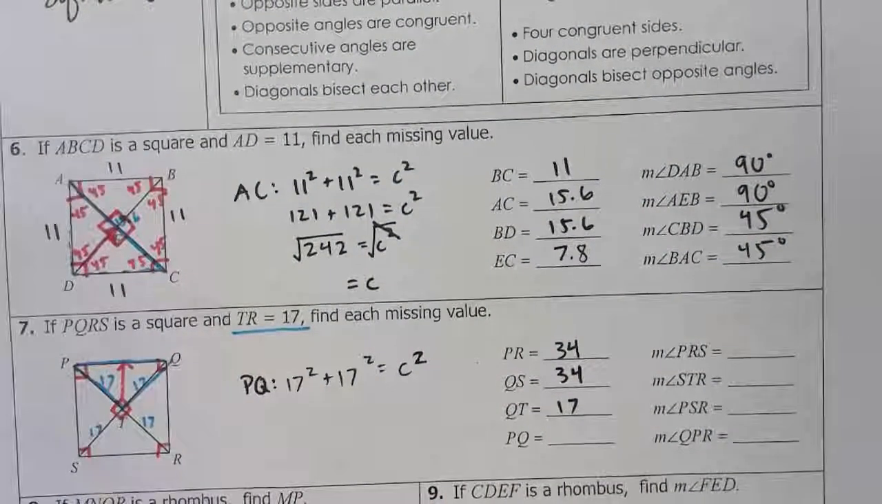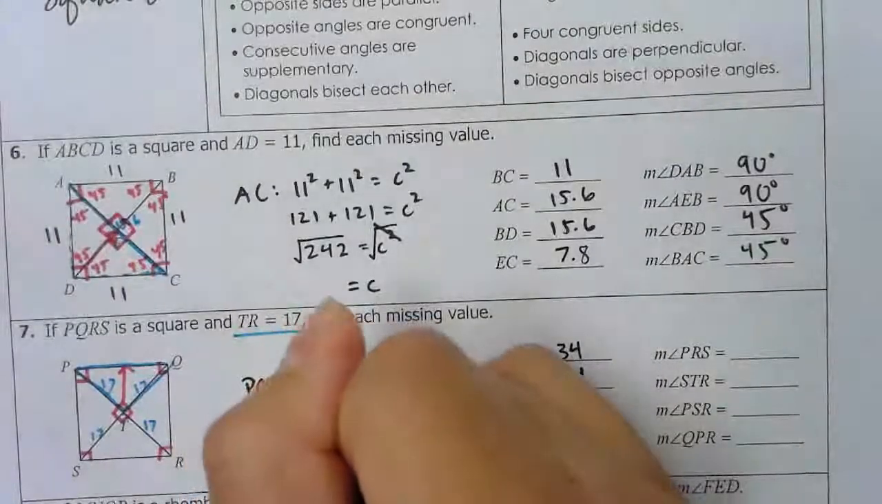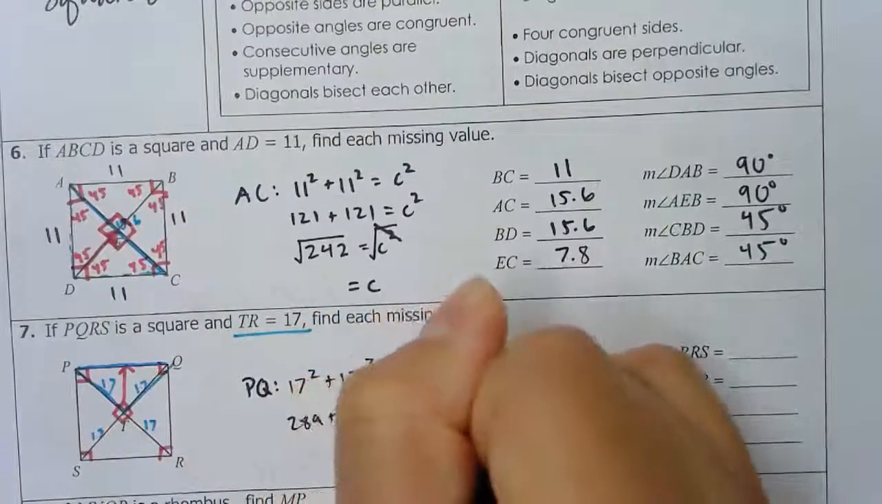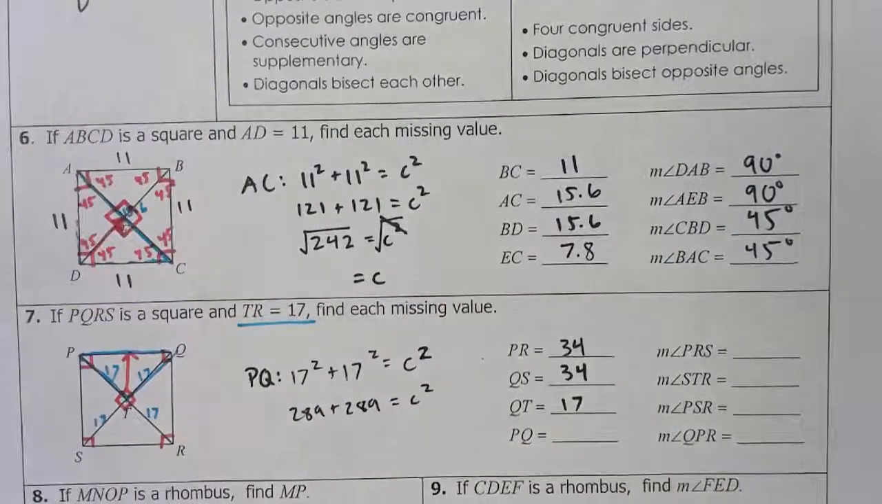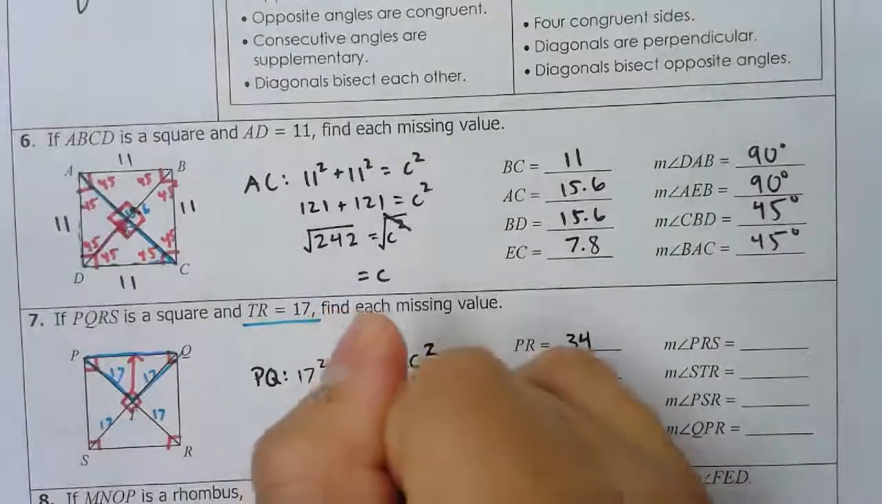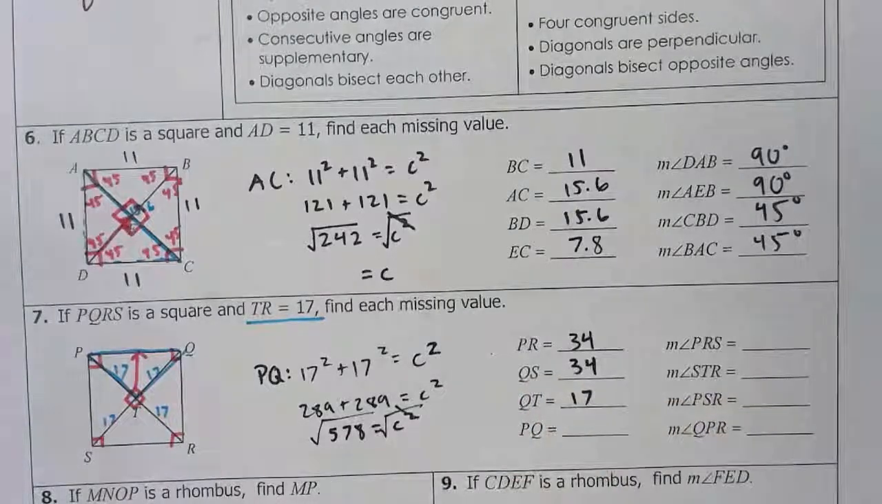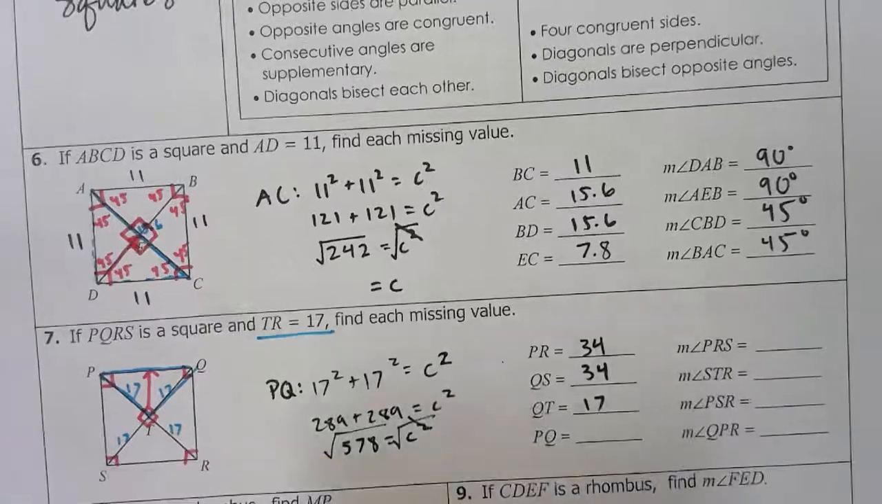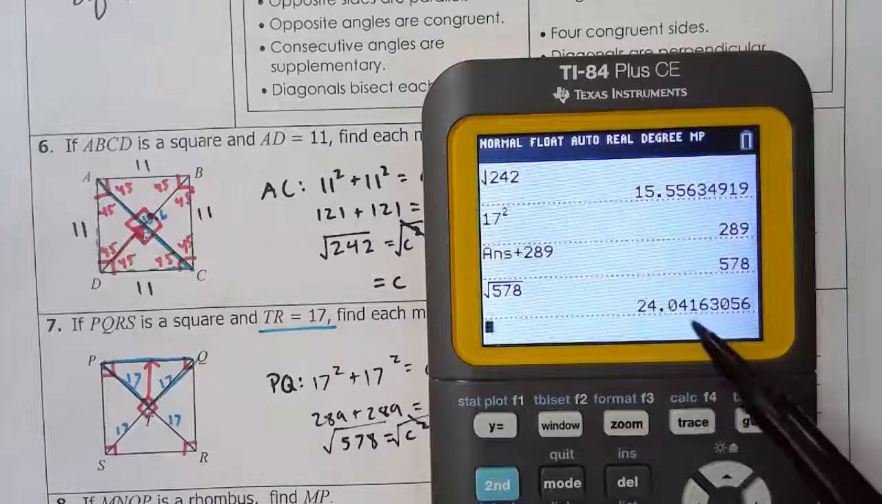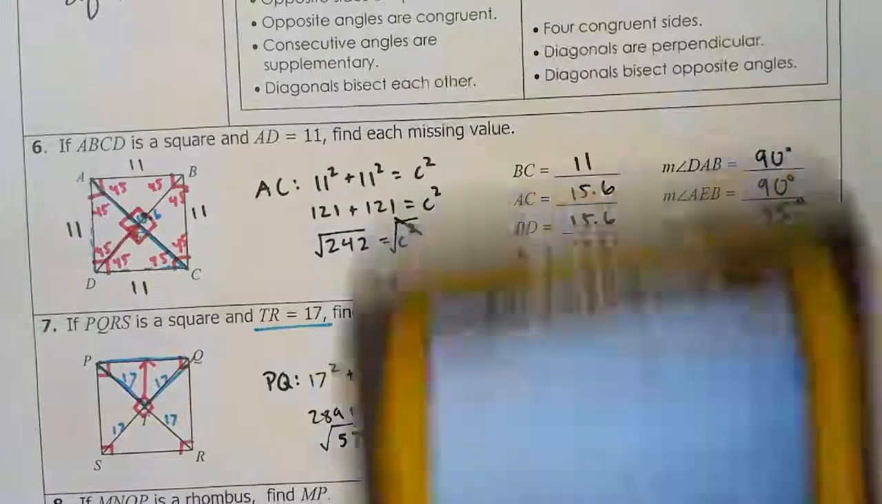17 squared, you're going to get 289. So 289 plus 289 is equal to C squared. Yep, 578. Then you take the square root of both sides, and you get that C is equal to the square root of 578. You get 24.04, and the way you would round this is, the digit is 4, so you round down. So you could just say it's 24.